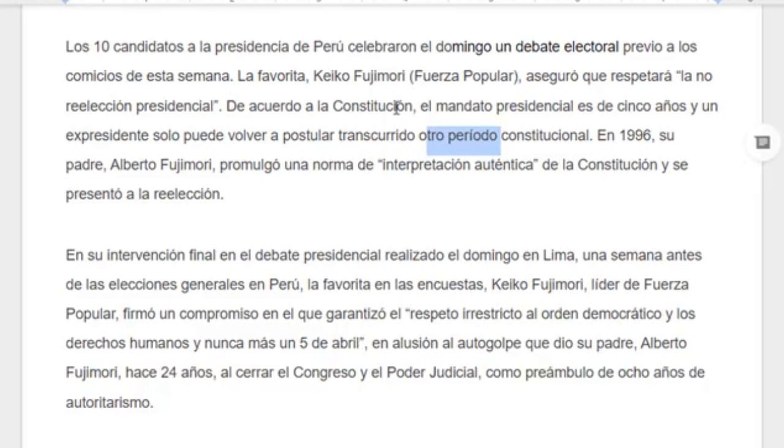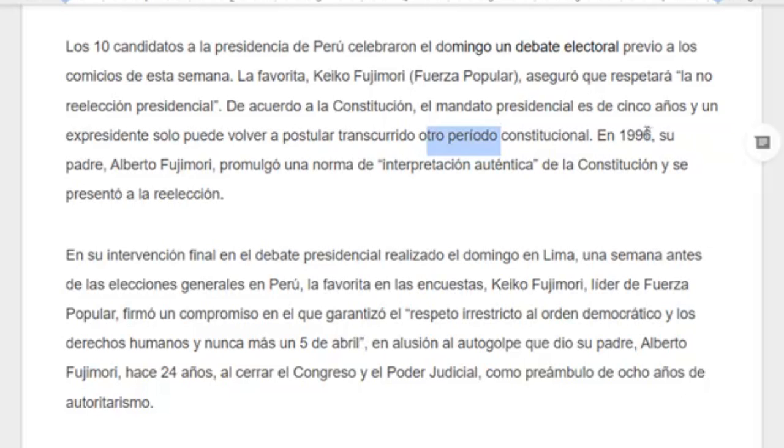According to the Constitution, the presidential mandate is 5 years. Now they say es de 5 años because that's how they talk, but we don't say of. So it is 5 years, and an ex-president can only run again after a constitutional period. So you're president for 5 years, you can be president again, but only after somebody else is president for 5 years.